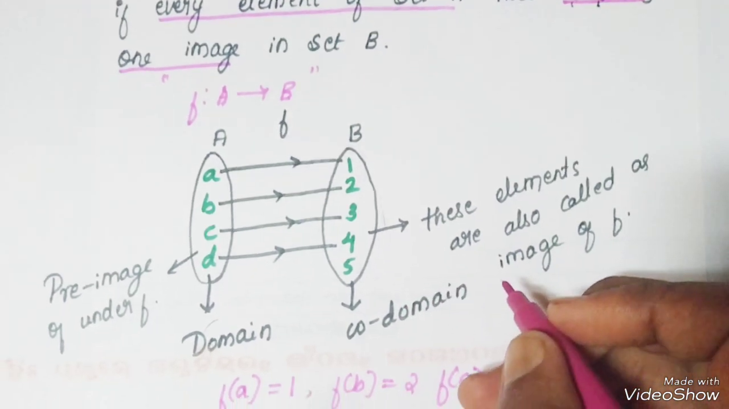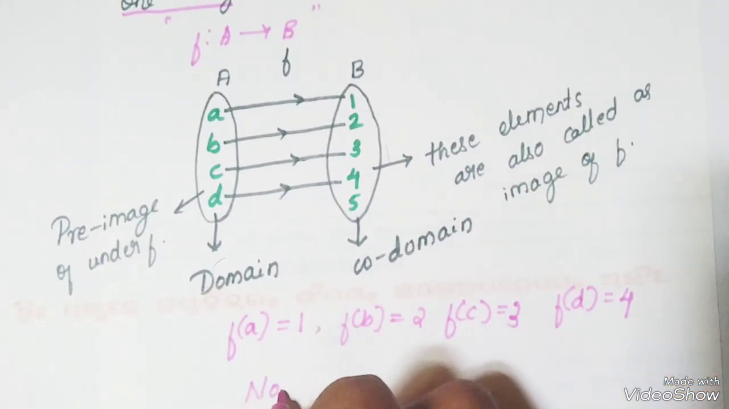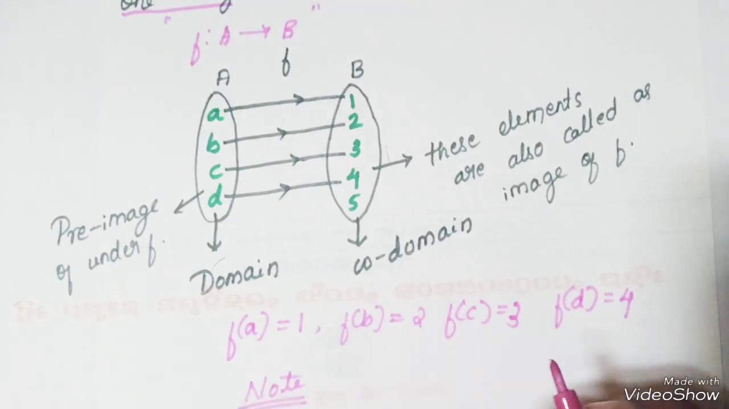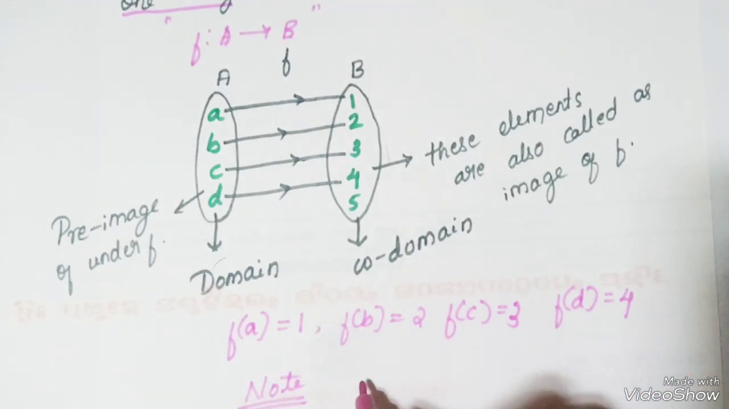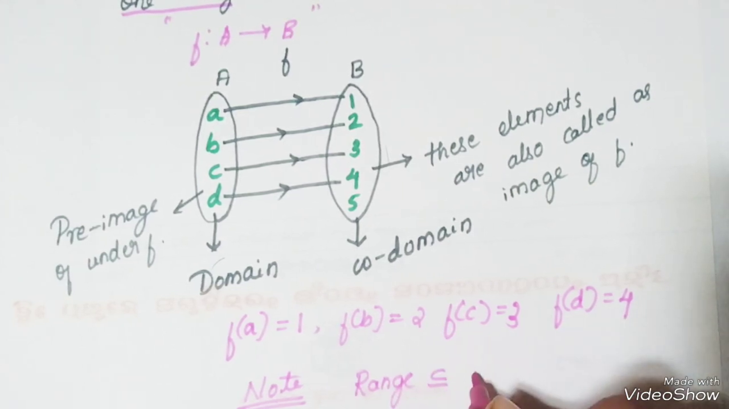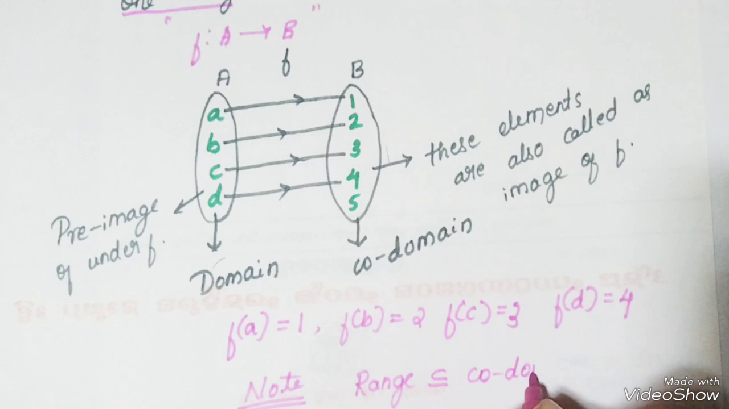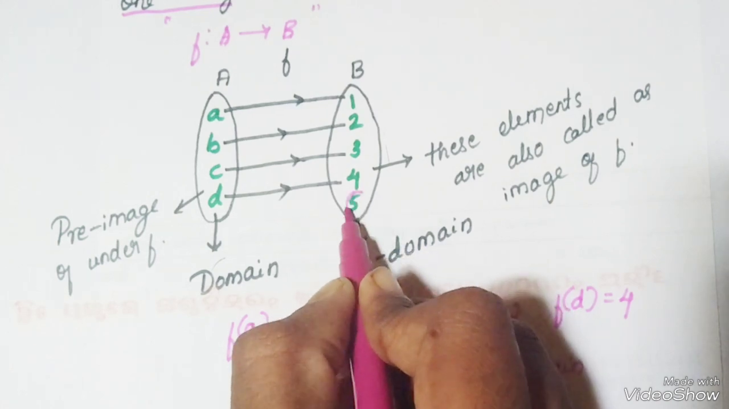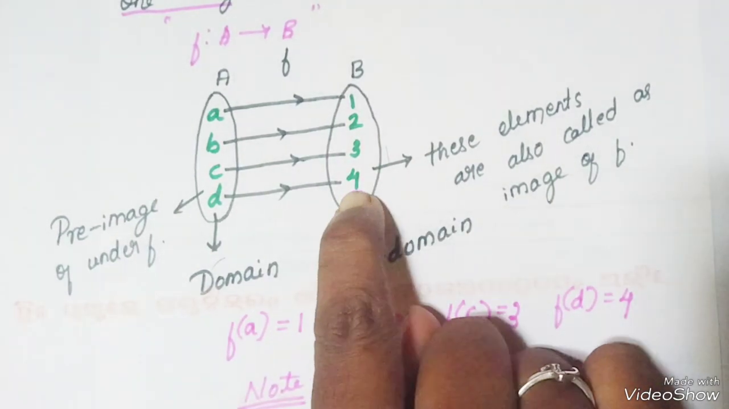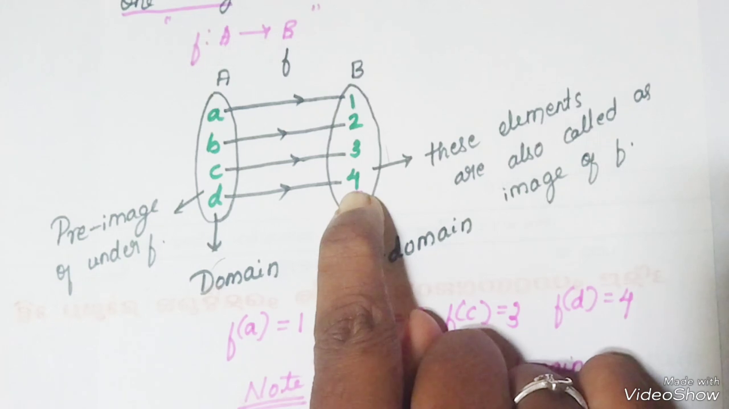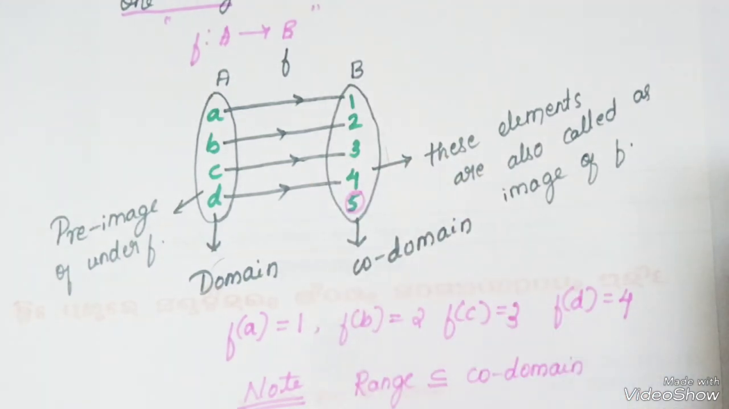Okay, therefore note this point: range is a subset of codomain. Remark that range is a subset of codomain. Sometimes we do not take 5 in this set. Then the range becomes 1, 2, 3, 4 and the codomain is also 1, 2, 3, 4. Range is always a subset of the codomain.